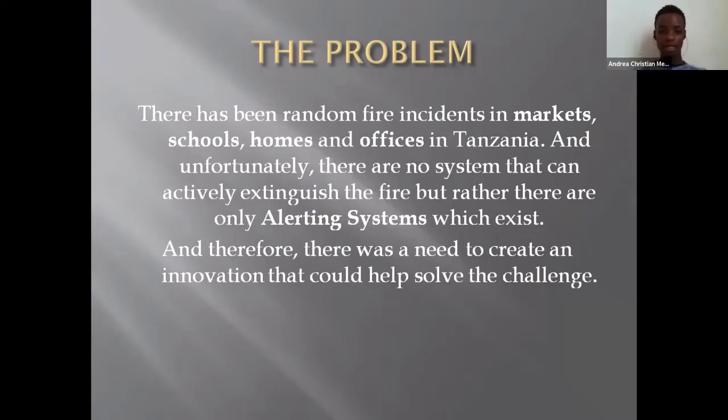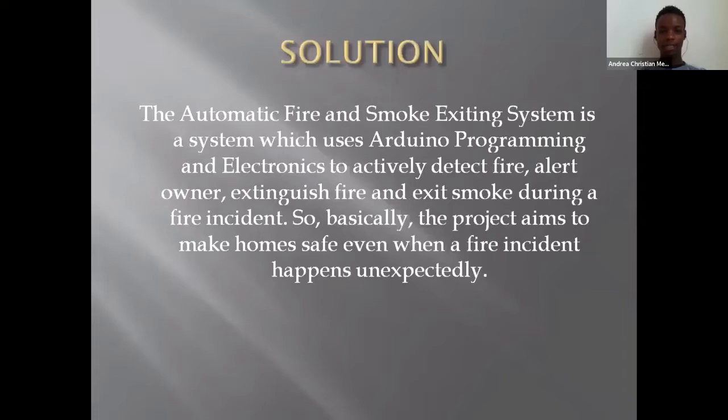So I came up with this idea of the automatic fire and smoke exiting system, which uses Arduino programming and electronics. So the system actively detects fire. It detects if there is a fire in a location, let's say an office or a school, maybe a classroom. It detects the fire, and after that, it alerts the owner. Let's say for schools, it can alert the headmaster, and for homes, it can alert the person who is living in that home. And when it alerts, it waits for the response.